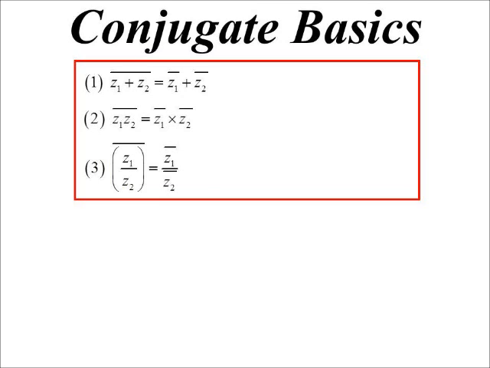And same with multiplication. If you had to find the conjugate of a multiplication of two numbers, you could find the conjugate of each individual bit, then multiply. Or you could multiply first, then find the conjugate. And same with division. So all those operations, it does not matter which way around you do it.